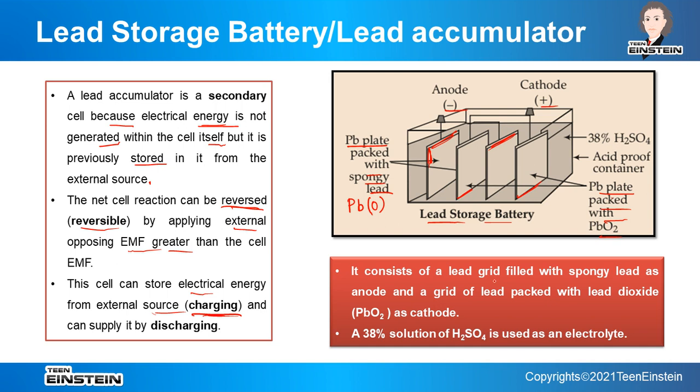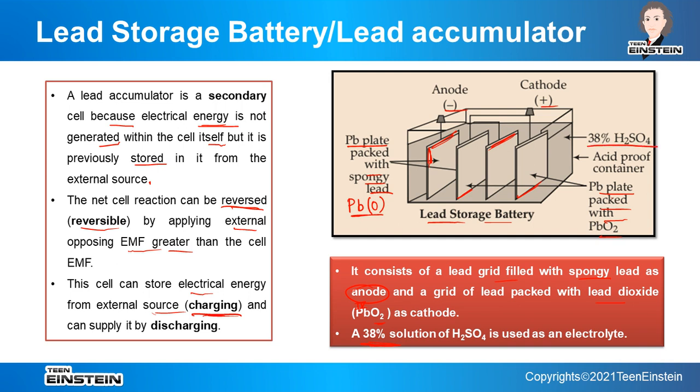So it is alternatively arranged. It consists of lead grid which is filled with spongy lead. This is anode. Okay, so this side is anode, and another one is lead packed with lead dioxide, that is PbO2. In PbO2, oxidation state of Pb is +4, because we have 2 oxide and each oxygen atom has oxidation state -2. 2 oxygen atoms means -4, so Pb must have positive charge +4. So this is the anode and cathode composition, and the electrolyte is here 38% solution of H2SO4.